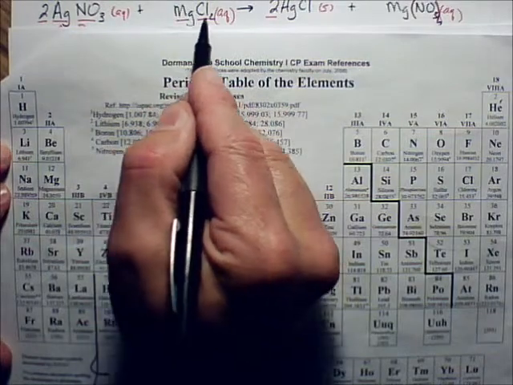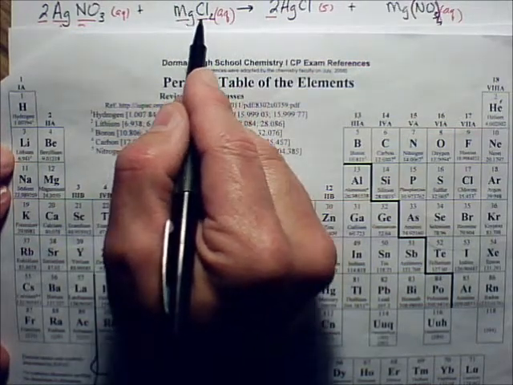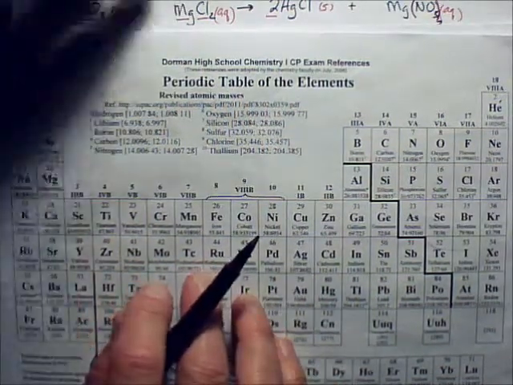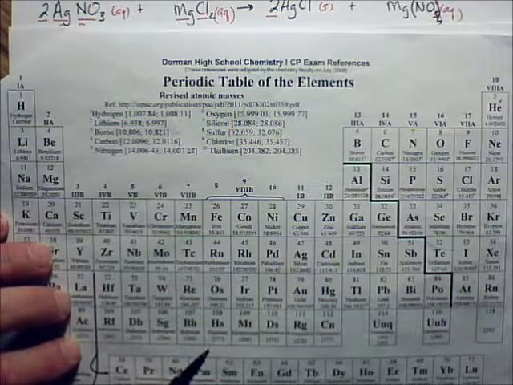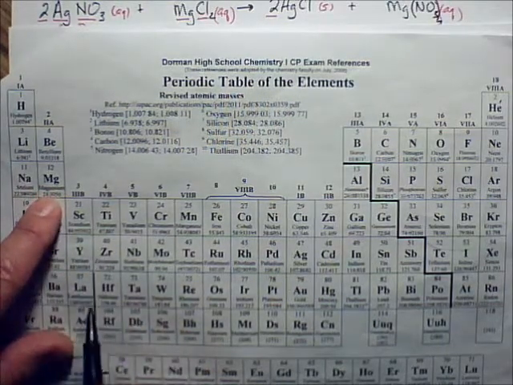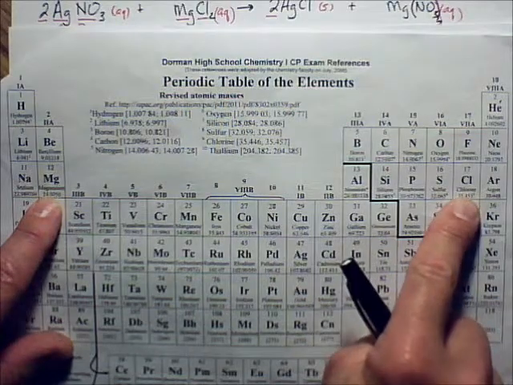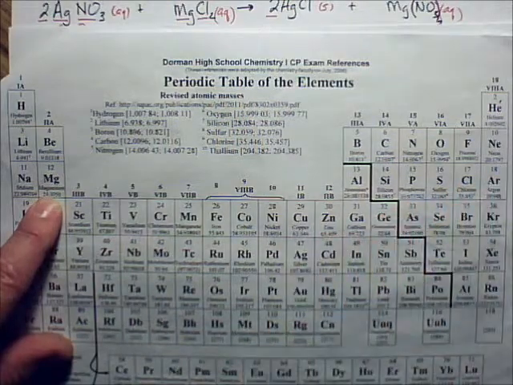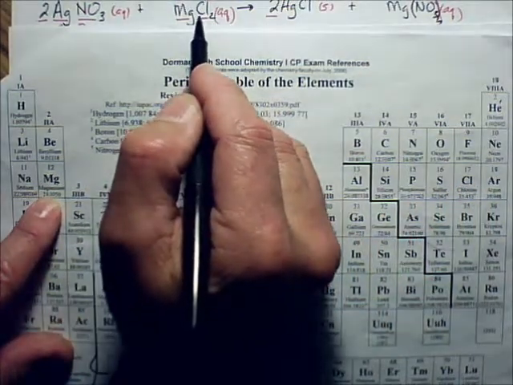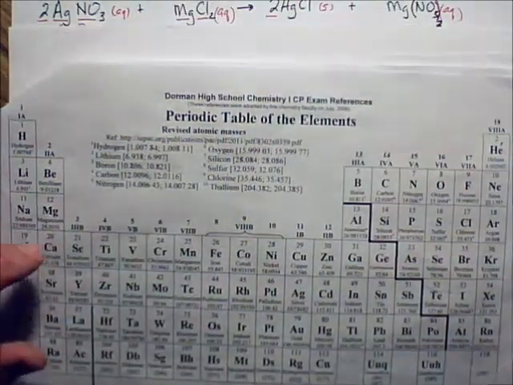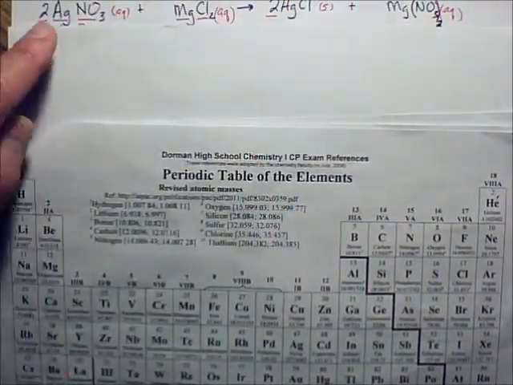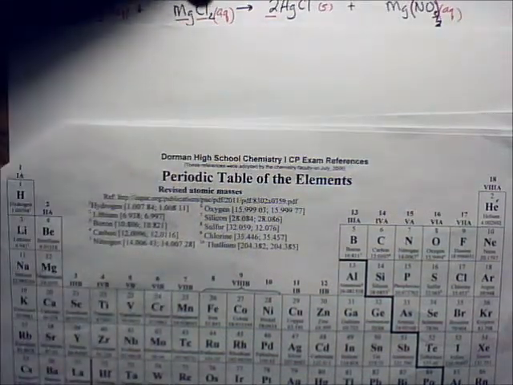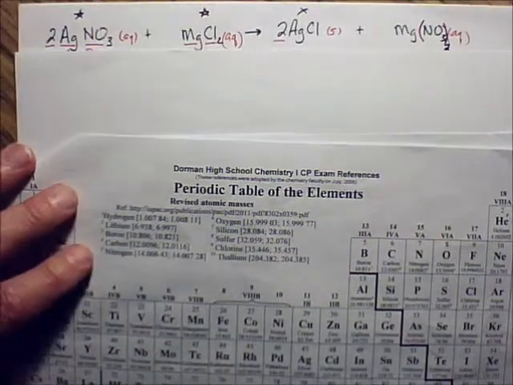So if I only have two elements, then I'm going to look on the periodic table and see if one of those elements is a metal and one of those elements is a nonmetal. There's magnesium and there's chlorine, a metal and a nonmetal. One on one side of the stair step, one on the other. This is another kind of ionic compound. So just looking at the formulas, you can tell that this is ionic because it's a polyatomic ion, and this is ionic because it has a metal bonded to a nonmetal. Okay?